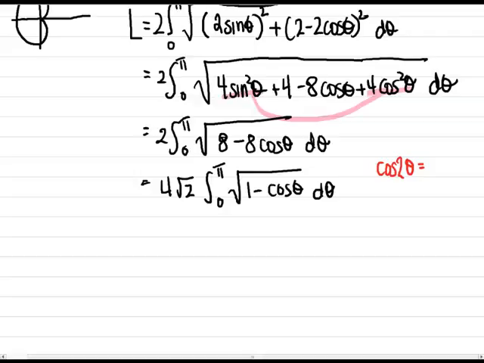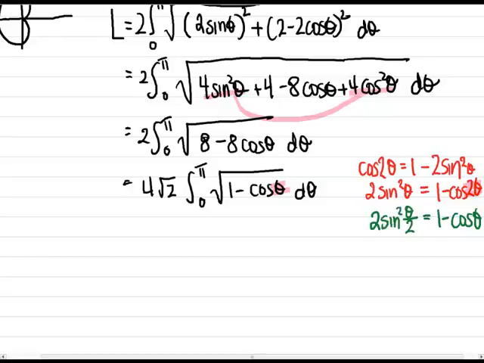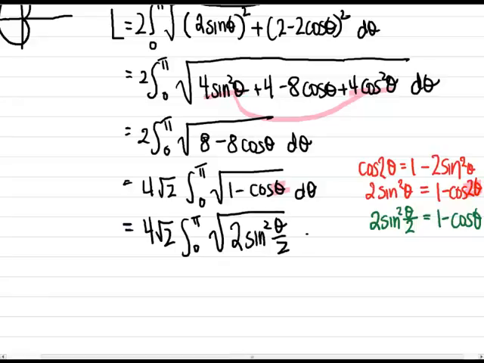Remember, our double angle formula for cosine is 1 minus 2 sine squared theta. So 2 sine squared theta equals 1 minus cosine 2 theta. Now notice this is cosine theta, and I have a cosine 2 theta over here. So if I rewrite this as 1 minus cosine theta, I'm now going to have 2 sine squared theta over 2. That's going to be my substitution. So rewriting my integral, I have the square root of 2 sine squared theta over 2 d theta.